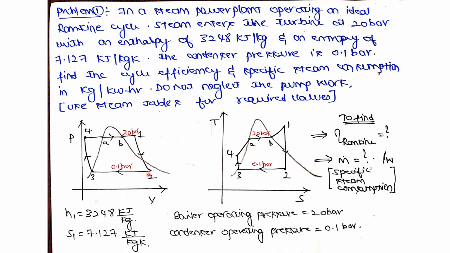So 1 to 2 is your expansion process which occurs in the turbine, and 3 to 4 is your pump work which occurs in the pump. 4 to 1 is heat addition, 2 to 3 is heat rejection. 4 to 1 heat addition occurs in 3 different stages. 4 to A is in the economizer, A to B is in the boiler where the phase gets changed, and B to 1 is the superheater. So 4 to A and B to 1 are the zones where the temperature increases, and A to B is a zone where there is no increase in temperature but only a change in phase.